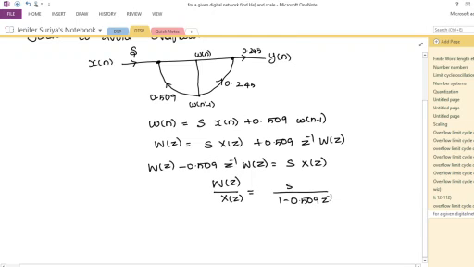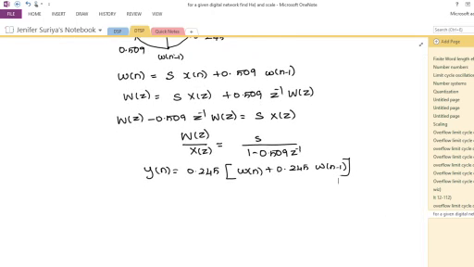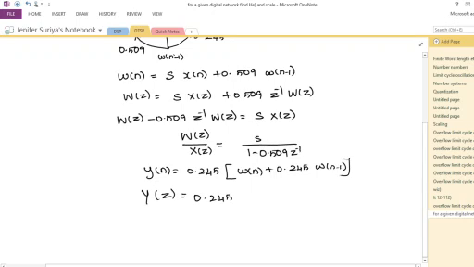Now we can choose the intermediate stage to output. The output is Y of n, a combination of W of n. So now Y of n is equal to 0.245 as a multiplier. Before that we have one adder at this place, so the adder is adding W of n plus 0.245 W of n minus 1. Now again taking the Z transform for this one, Y of Z is equal to 0.245 W of Z plus 0.245 Z inverse W of Z.